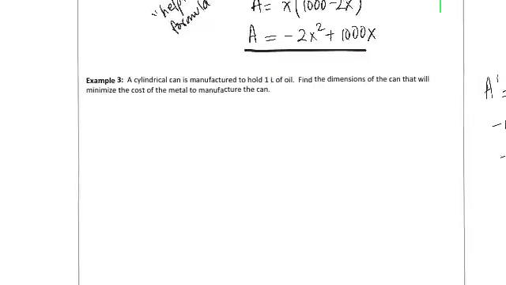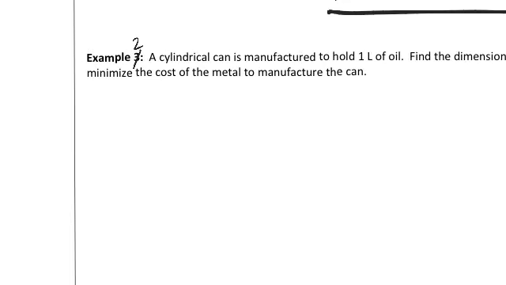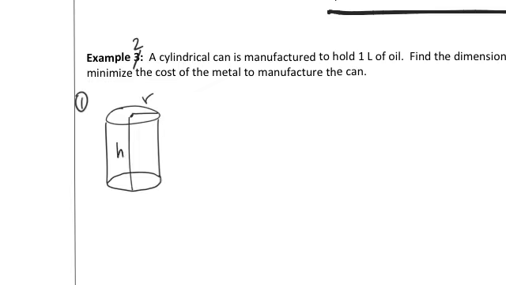Okay, our second example is a cylinder. Should be example 2. It's going to be a cylindrical can is manufactured to hold 1 liter of oil. Find the dimensions of the can that will minimize the cost of the metal to manufacture the can. So we have a can, it's a cylinder. So this is step 1, draw the picture and label it with variable names. So we can put R and H as our variable names.